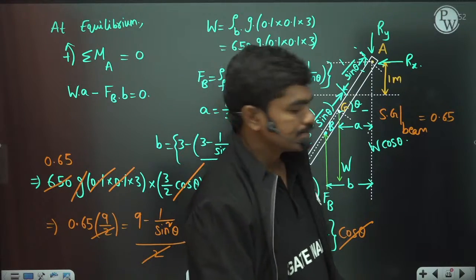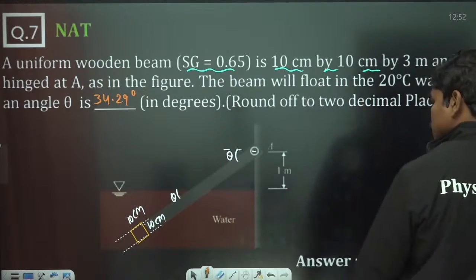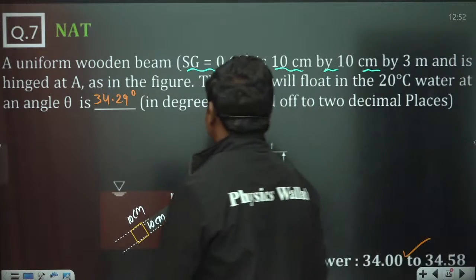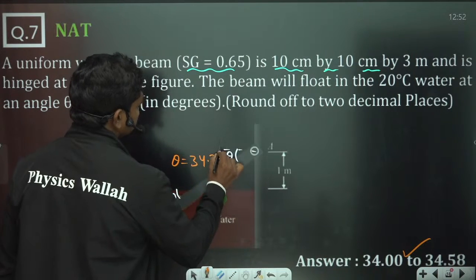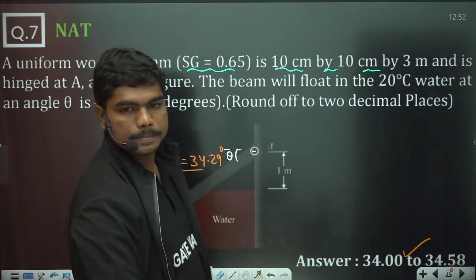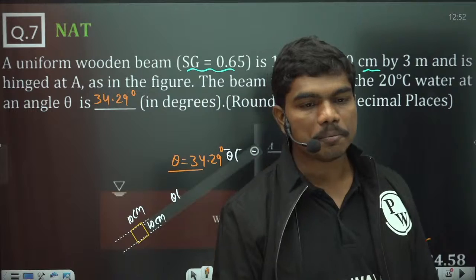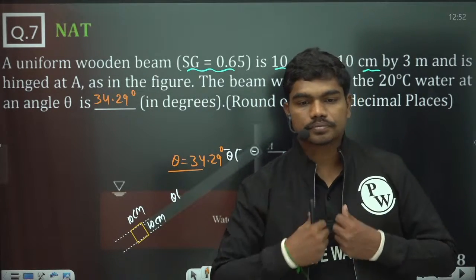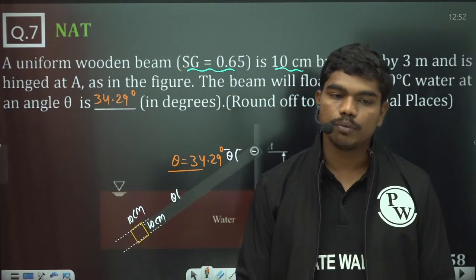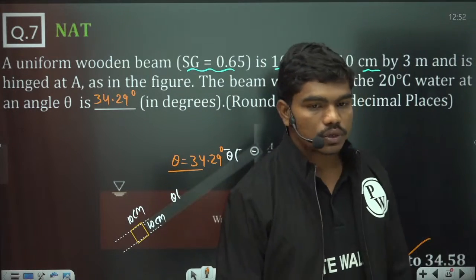Okay, so if you see, this beam is floating actually. So when this beam is floating, this angle of equilibrium is 34.29 degrees. Okay, clear? Yes, 34.29 is the correct answer. Okay, 34.29 is the correct answer. So let us calculate the next question.